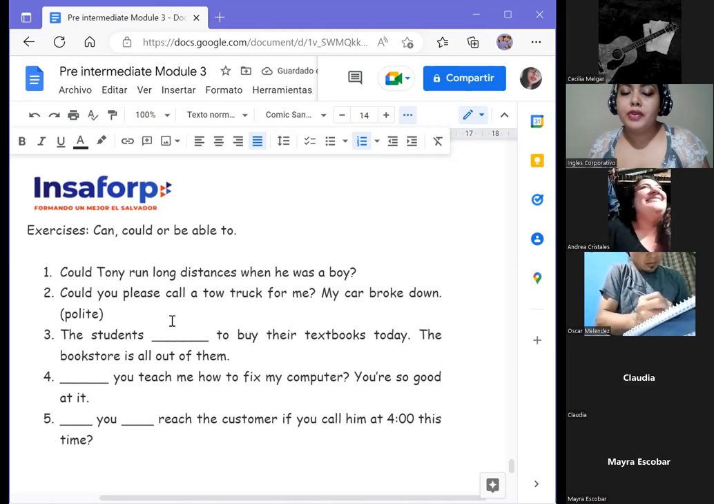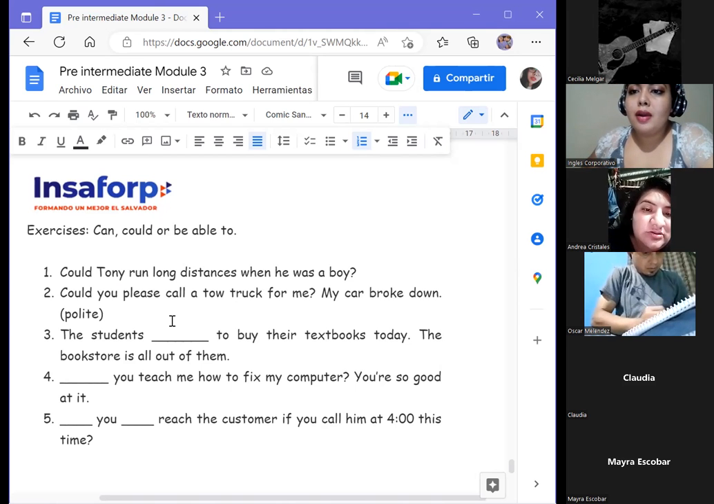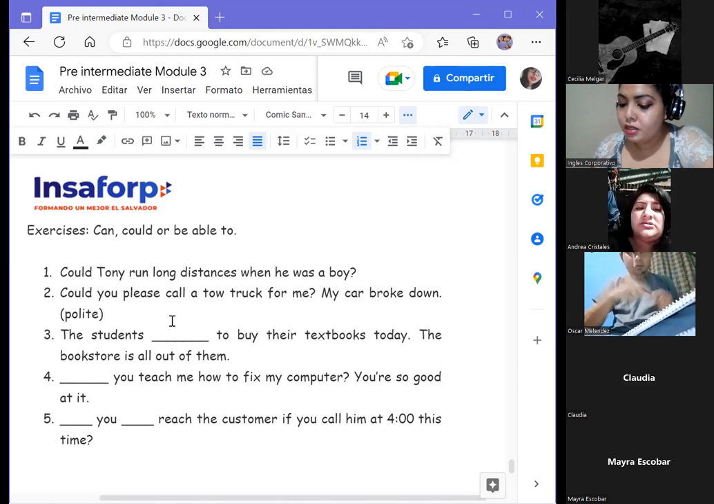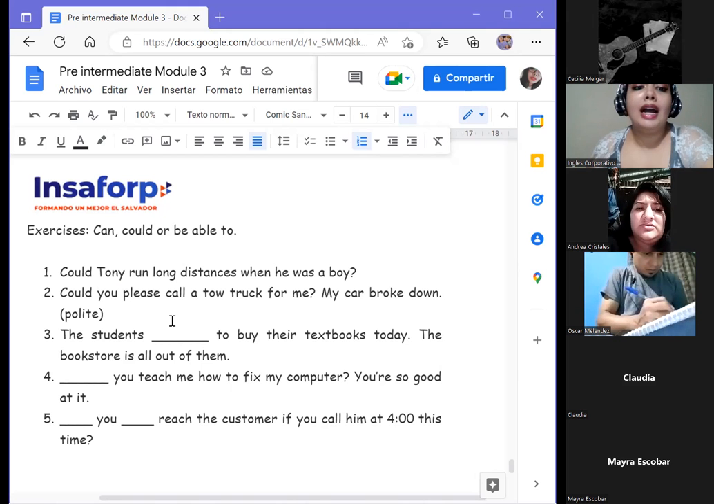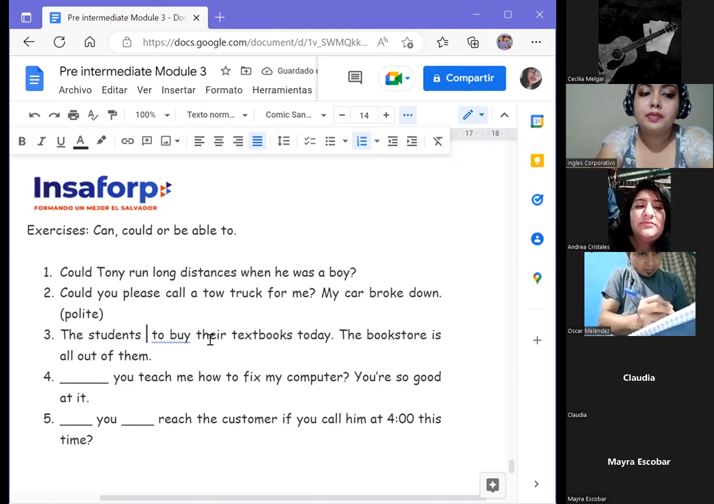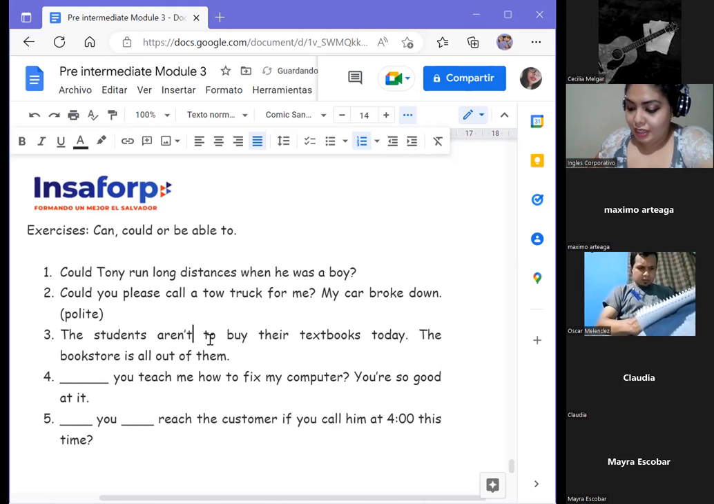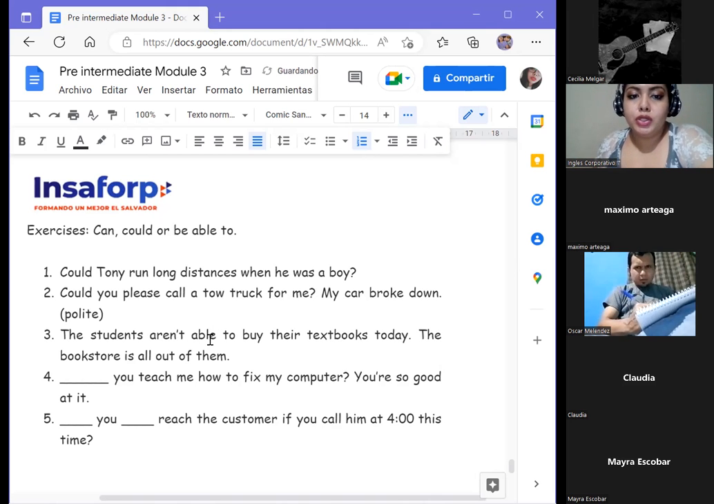My car broke down. Number 3, the students. This is something. Tell me. Can. We have 3: can, could, be able to. Remember when we are talking about possibilities, use be able to. So in this case, be able to. The students, what is the verb to be that we are going to use here? The students be able to buy. The first verb to be: are able to. Good. The students are unable to buy their textbooks.